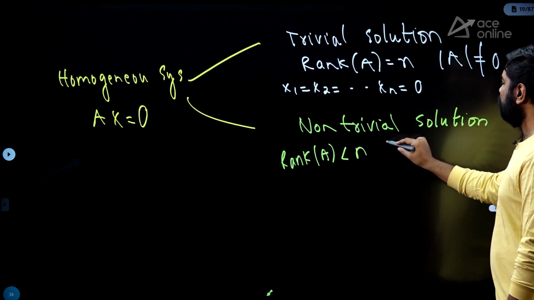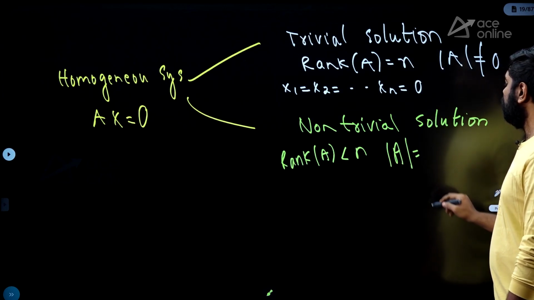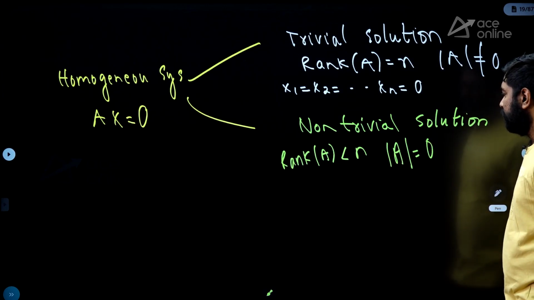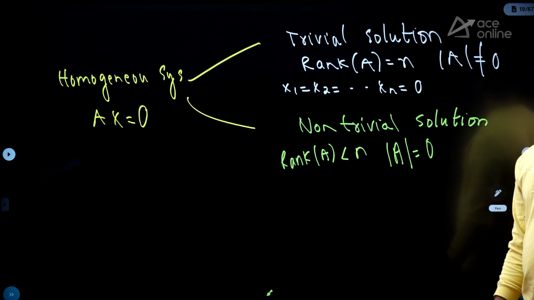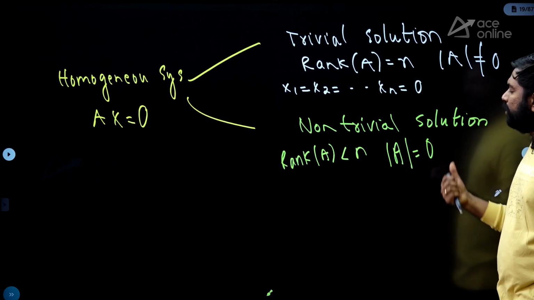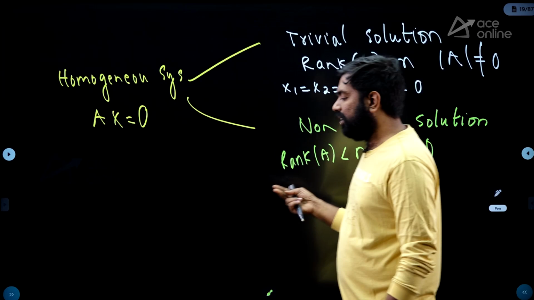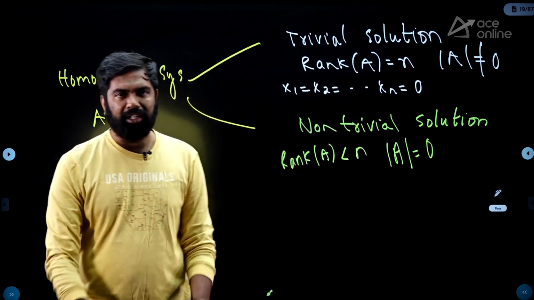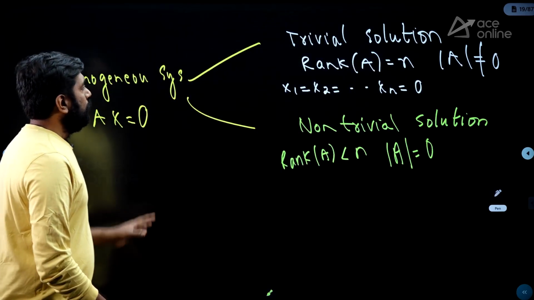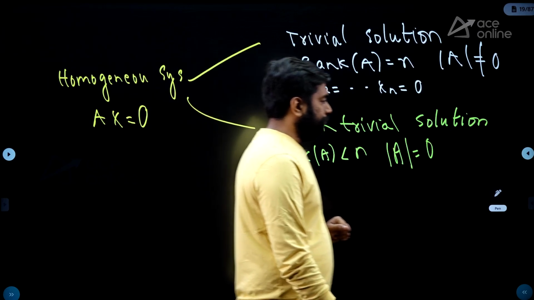In terms of determinant, the determinant of A has to be 0 here. But this is a special case, students. Whenever the matrix is n cross n, then only you can use it. If it's a rectangular matrix, the only thing that can save us is the rank approach. So this is about homogeneous system.